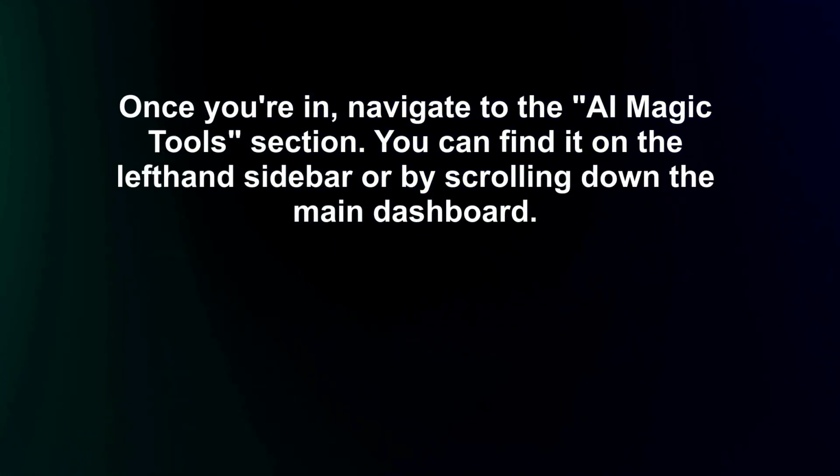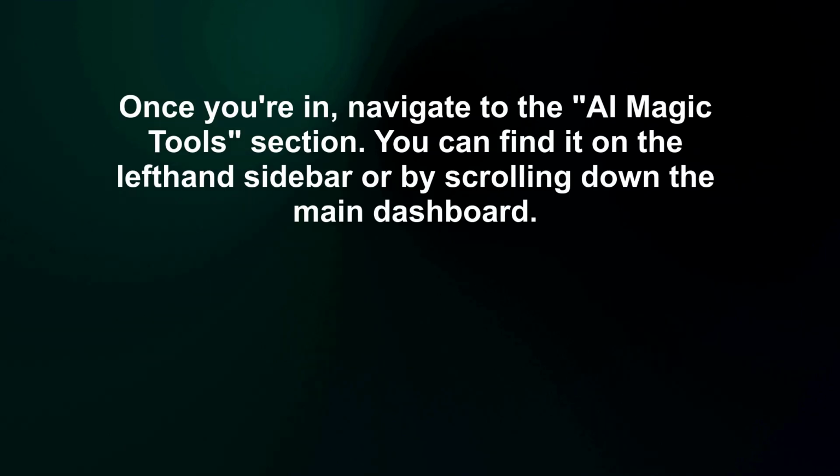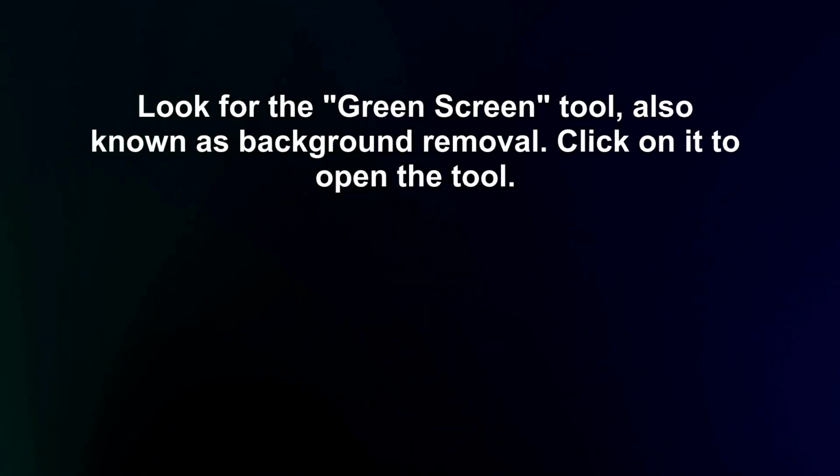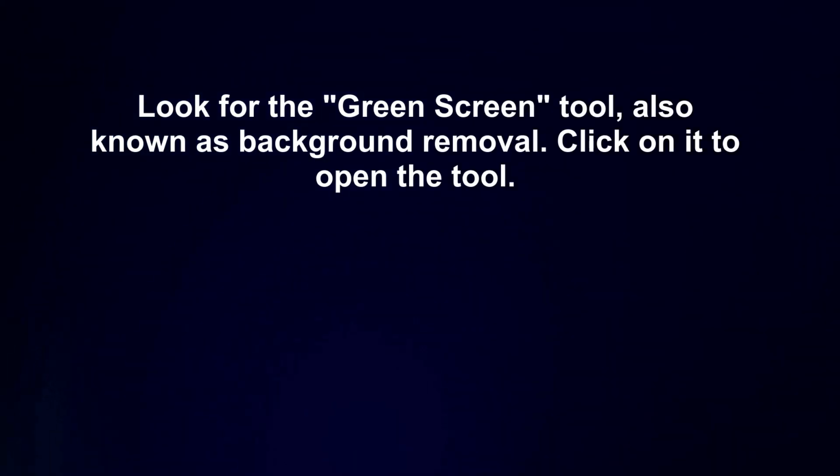Once you're in, navigate to the AI Magic Tools section. You can find it on the left-hand sidebar or by scrolling down the main dashboard. Look for the green screen tool, also known as background removal. Click on it to open the tool.